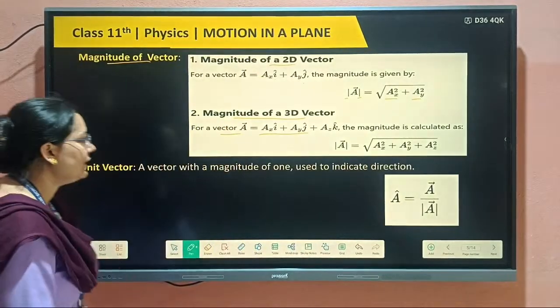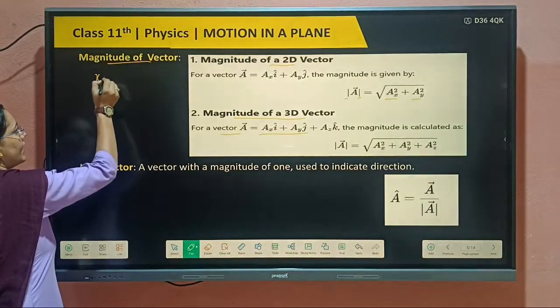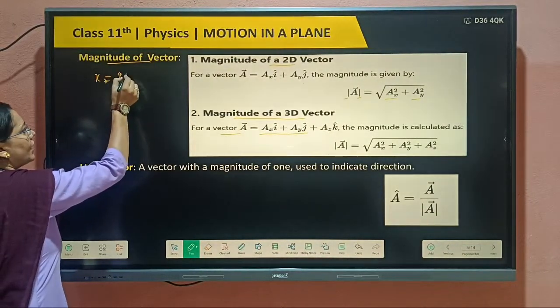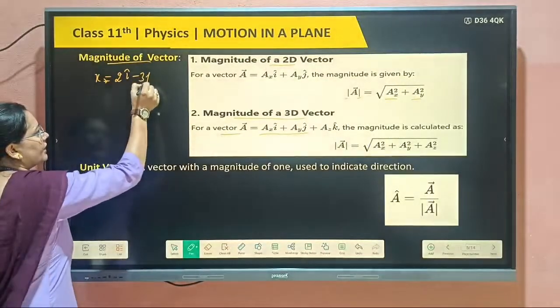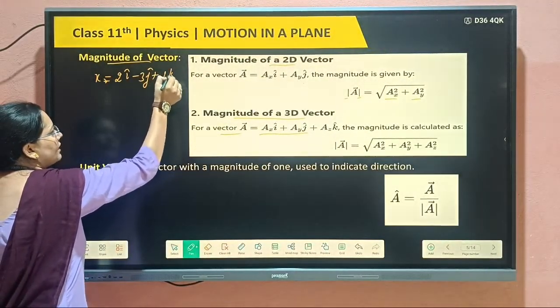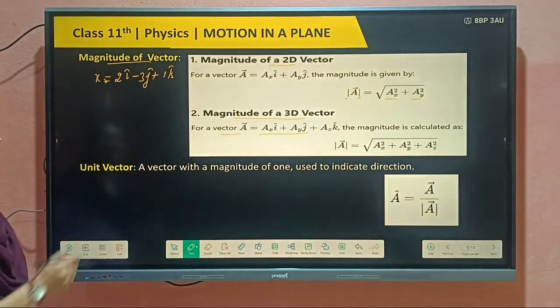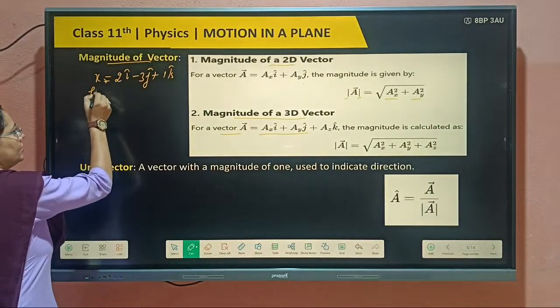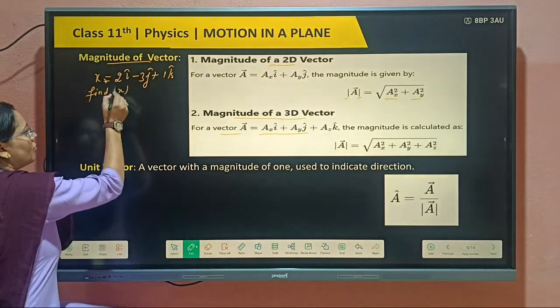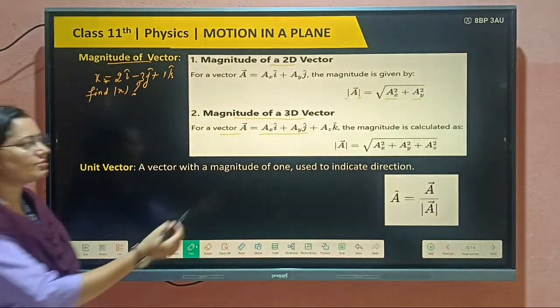For example, if your vector is x equal to 2 i cap minus 3 j cap plus 1 k cap, we are taking it as an example. Then find the magnitude of vector x. So how can we find it? Beta, apply this formula.